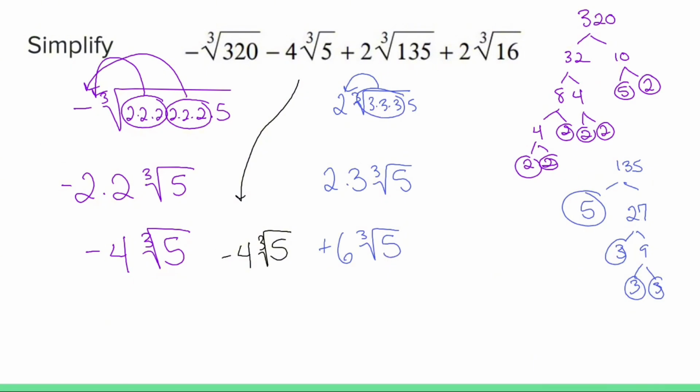Last but not least, we have 16. 16, let's use a different color, is going to be 4 and 4, which is going to be 2 and 2, and 2 and 2, like that.